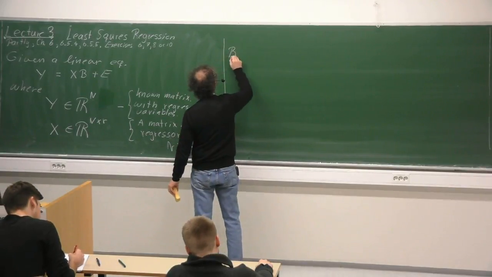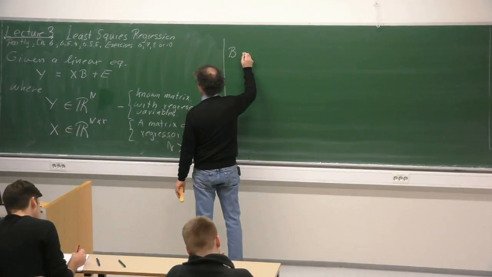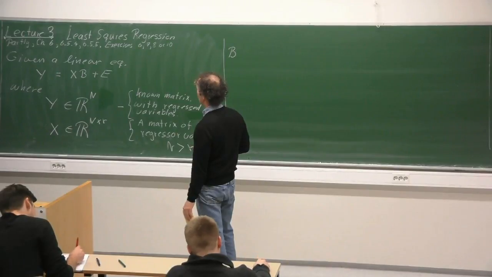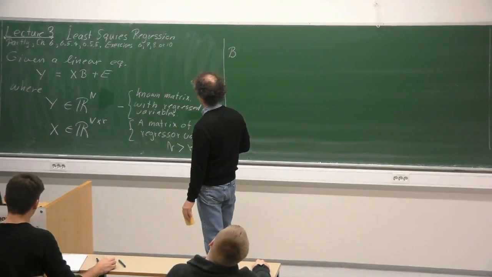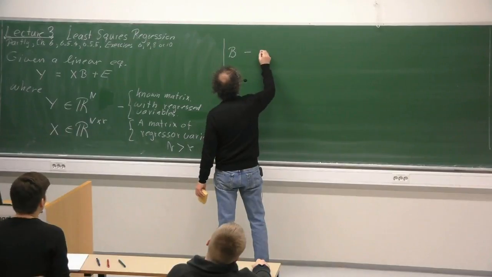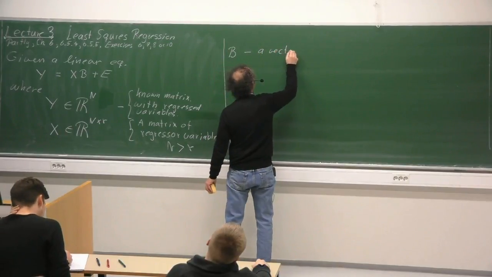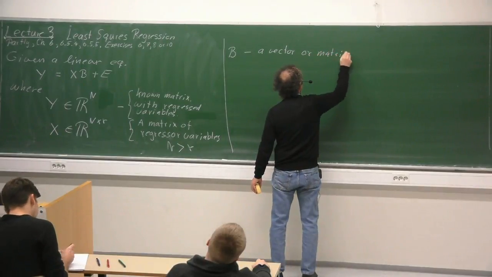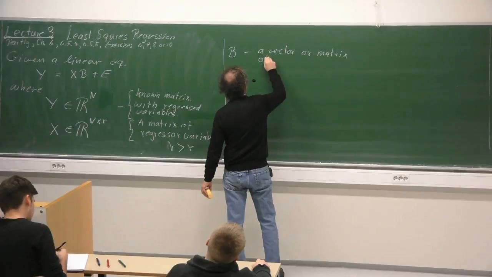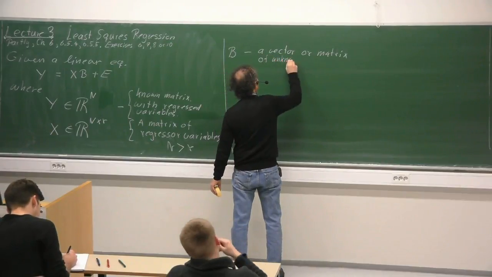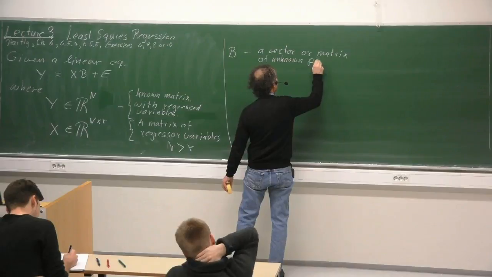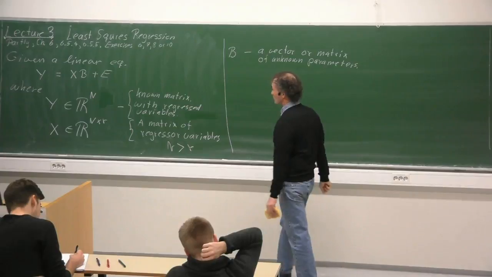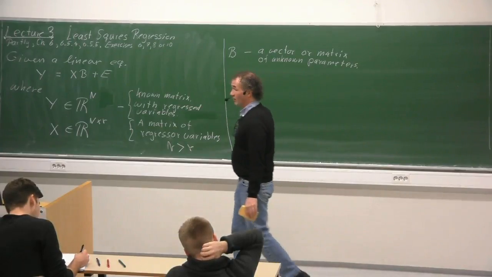B could be a matrix, but very usually a vector with unknown parameters. And E is an error matrix.